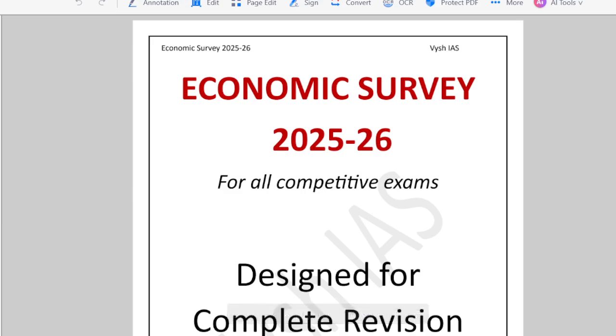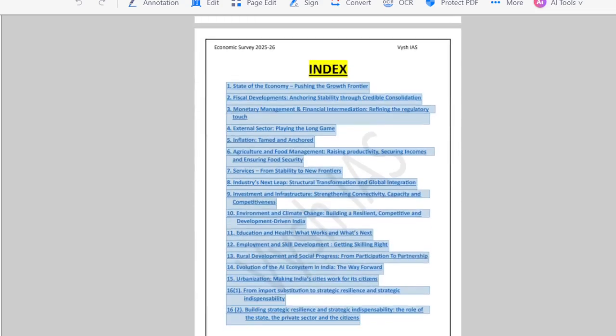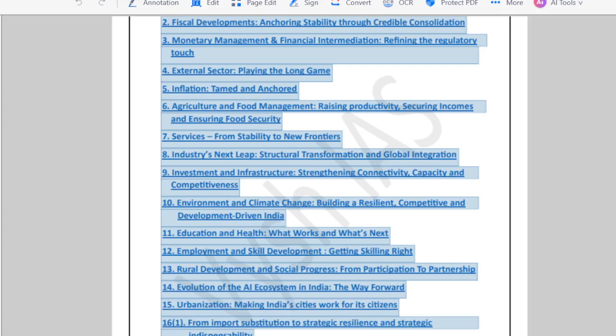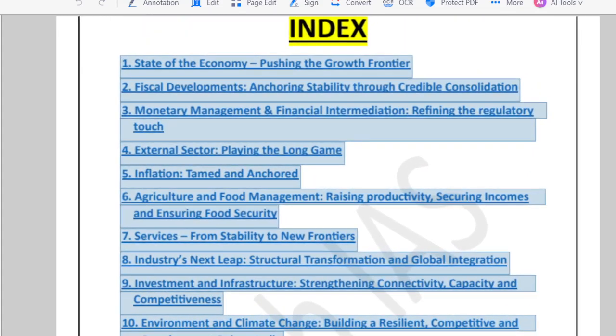Okay, economic survey, if you see the home page, it will be something like this. These two documents in total are around 170-180 pages, because the economic survey alone in reality is 800 pages. I have summarized it chapter wise. If you see the index, there are 16 chapters in the economic survey, all of which you can click and directly navigate to.